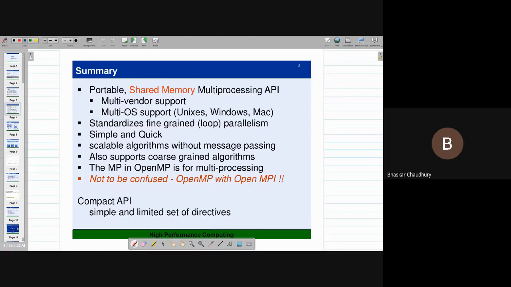So this OpenMP is portable. Let me first write down a couple of things. What is portable? Or you can say portability. Have you heard this term earlier, portable? Anyone? Okay, yes, sir. Let me explain. You have heard this term.